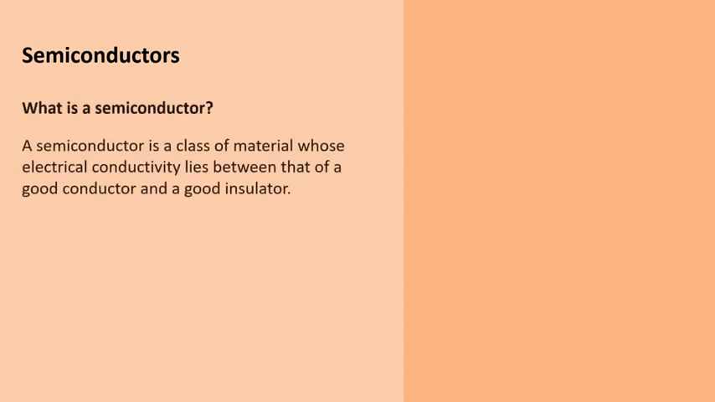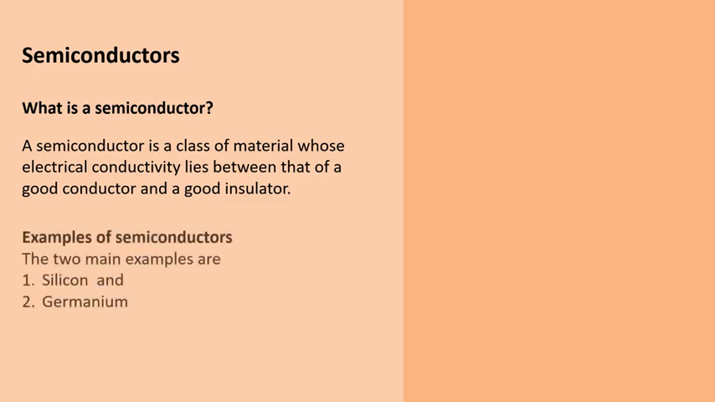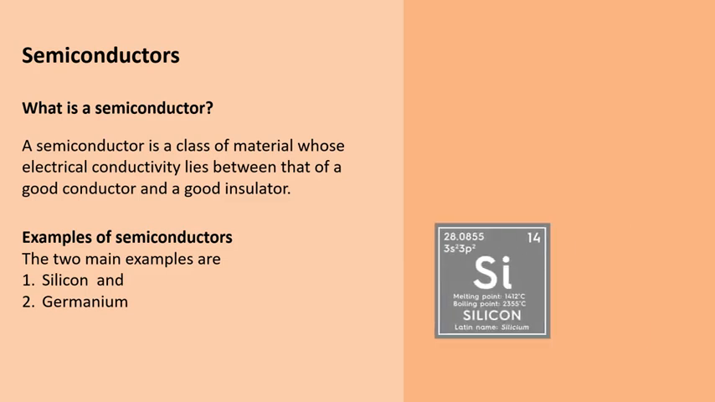Semiconductors. What is a semiconductor? A semiconductor is a class of material whose electrical conductivity lies between that of a good conductor and a good insulator. Examples of semiconductors. There are quite a number of them, but the two main examples are silicon and germanium.